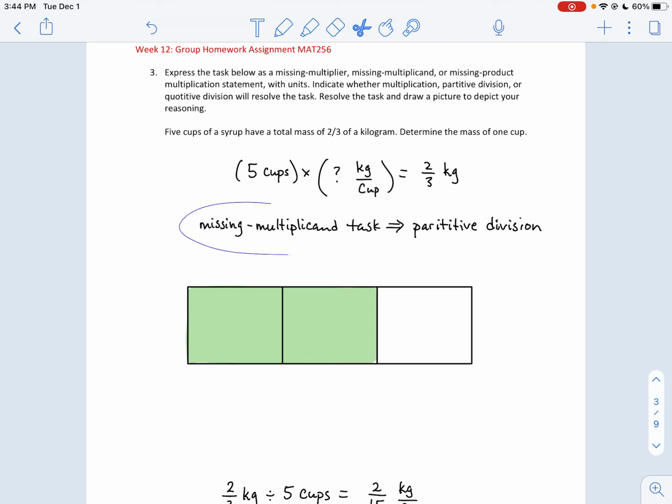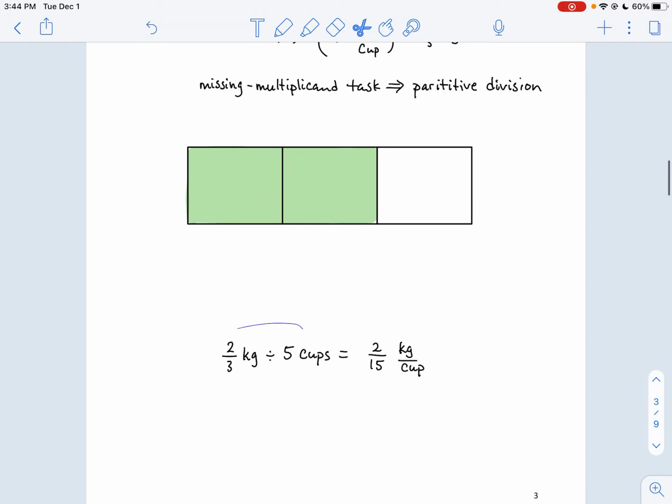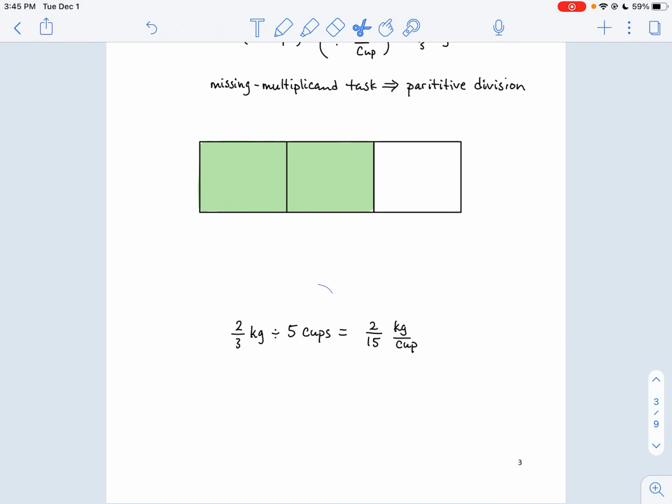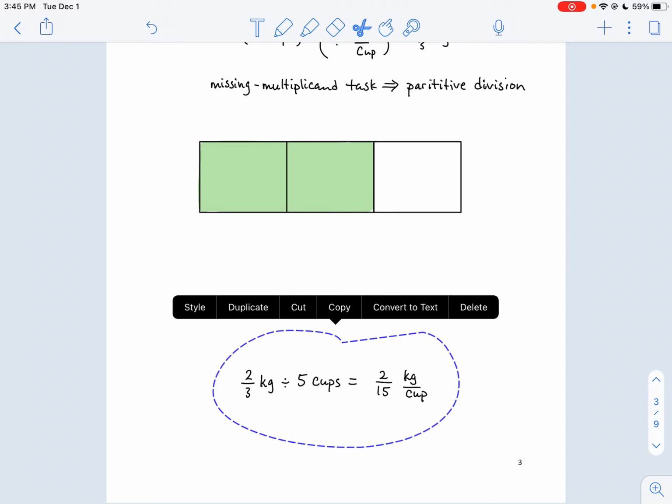And each of those pieces would be how many kilograms are in a cup. So this is the missing multiplicand task, which means that the kind of division we're going to do is partitive division. Actually do the division down here. This is partitive division. 2/3 kilograms divided by 5 cups will give me, and then I use the algorithm to get the answer. We just multiply the 3 and the 5 again to get this 15 right there. So 2/15 kilograms per cup should be the answer.